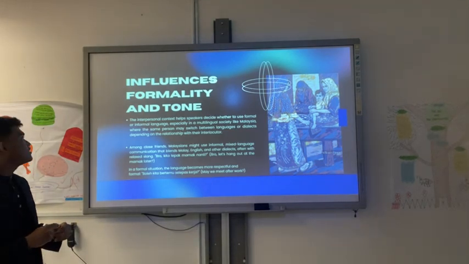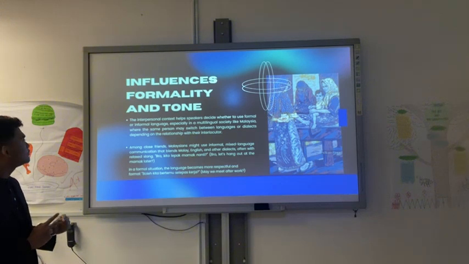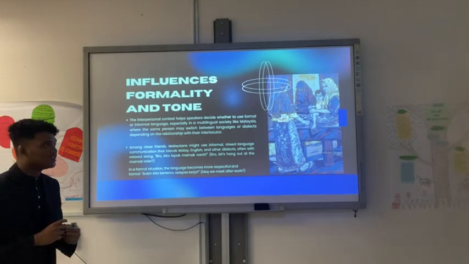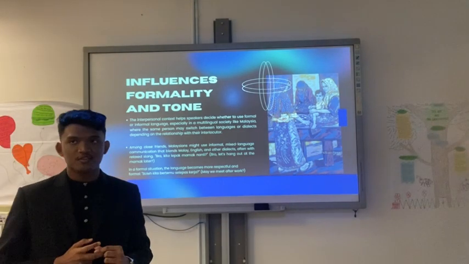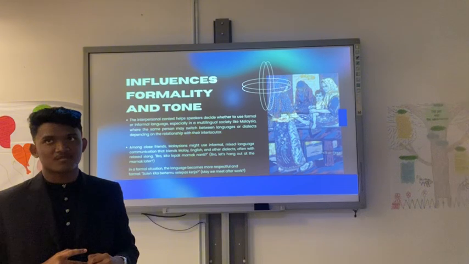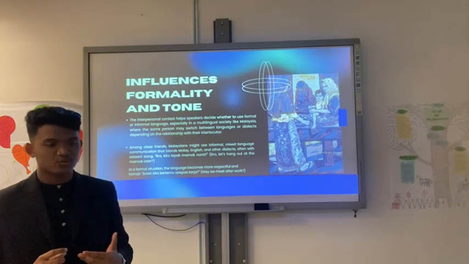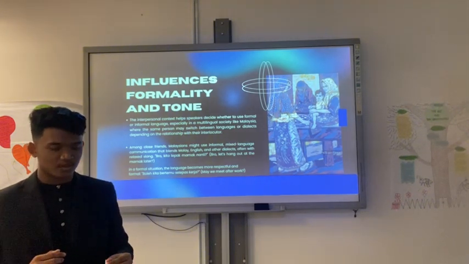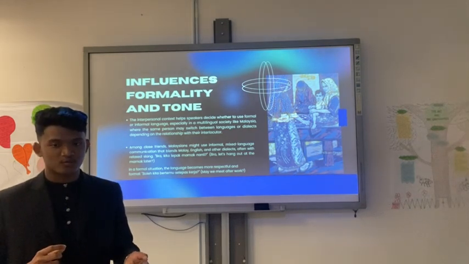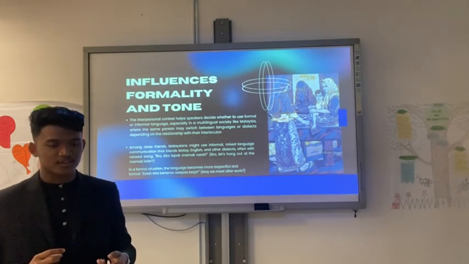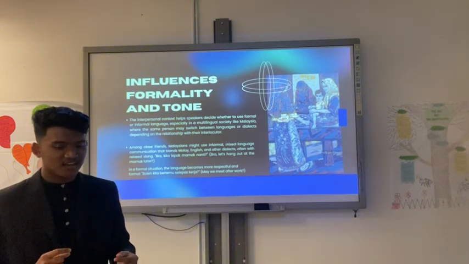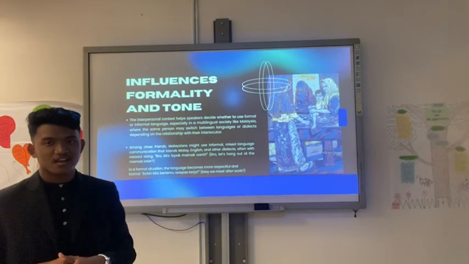The second one is the influence on formality and tone. The interpersonal context helps a speaker decide whether to use formal or informal language, especially in a multilingual society. This is tied heavily, like I mentioned, to the concept of knowing people and how to interact with them. You must distinguish between when to use formal spoken language or informal spoken language, so that when you have these differences identified, you will be able to understand when to use the formal communication technique.